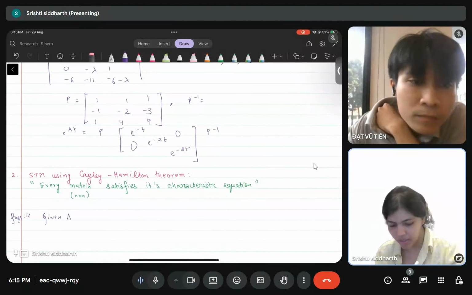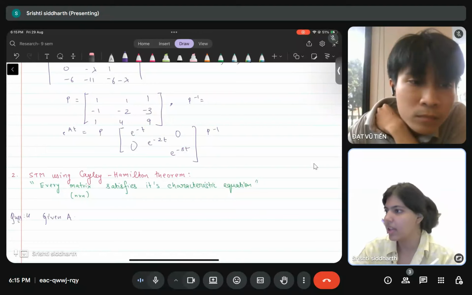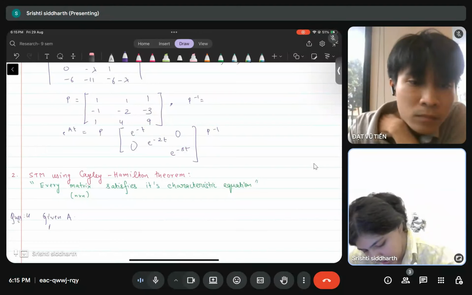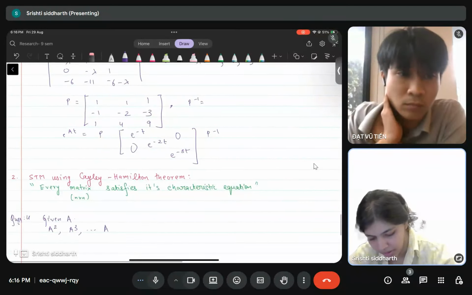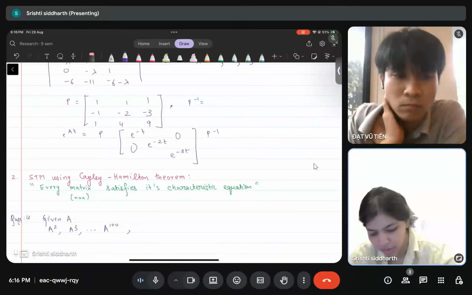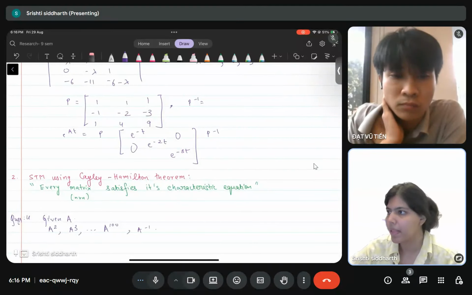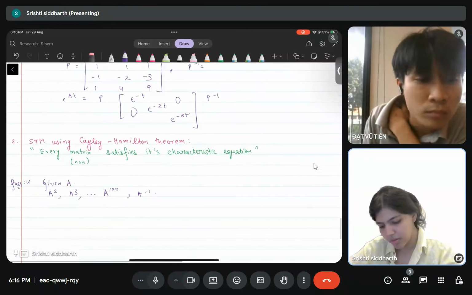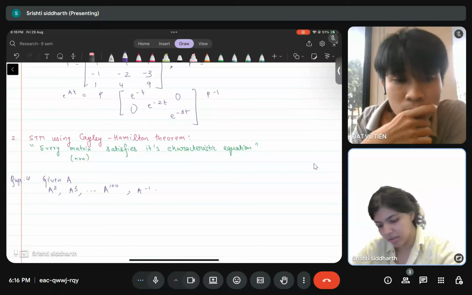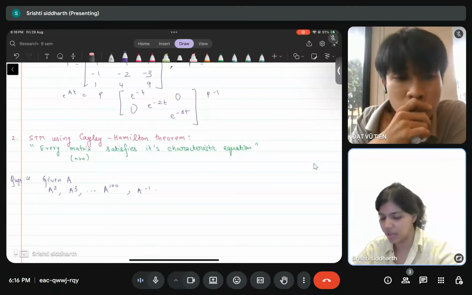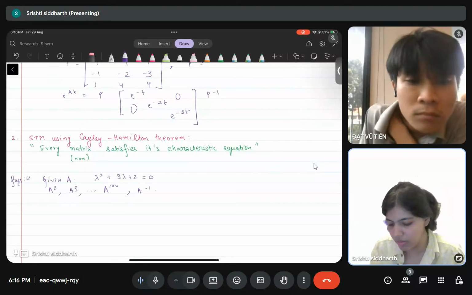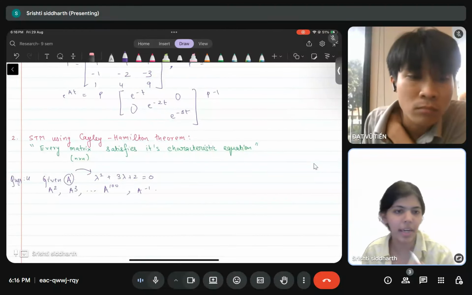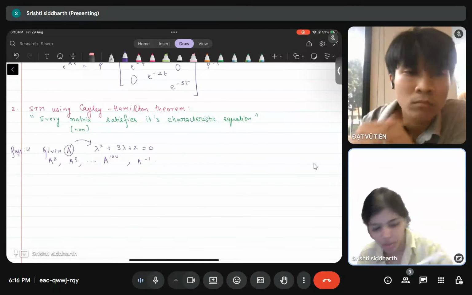If you know what A is, then we have to find out what is A squared, A cubed, or any power of A. Let's say it will be 100. Or we could also find out what A inverse is. So we have been given A through its characteristic equation, that is lambda squared plus 3 lambda plus 2 equals 0. So if we need to calculate powers of A, we don't start with A, we start with its characteristic equation.